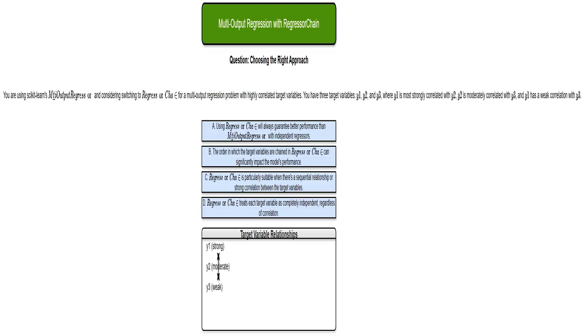This sets the stage. We start with a specific scenario, using multi-output regressor, a scikit-learn function, but we're considering switching to regressor chain. We have three correlated target variables, y1, y2, y3, with varying degrees of correlation. This sets the context for evaluating the statements that follow. This is crucial for understanding the strengths and weaknesses of the different regression strategies.